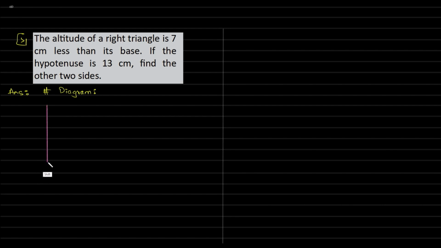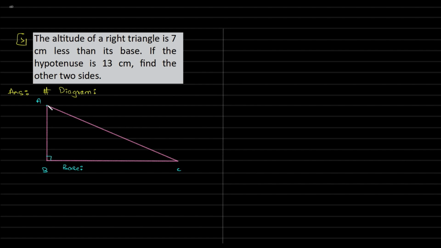So we can see that altitude is lesser than the base. So let me make the diagram. Before we start off, I would like to mention what is an altitude, what is a base, and what is a hypotenuse in a right angle triangle. The base is what the triangle is drawn on. Generally, it's called the base. So this is your base.